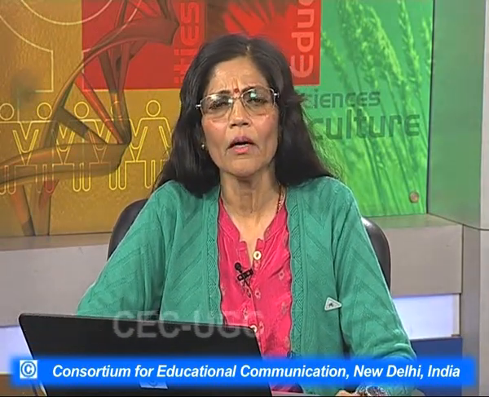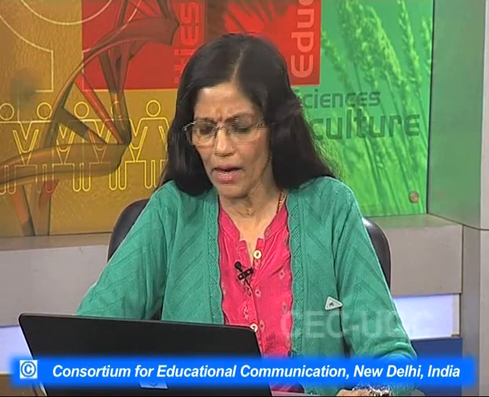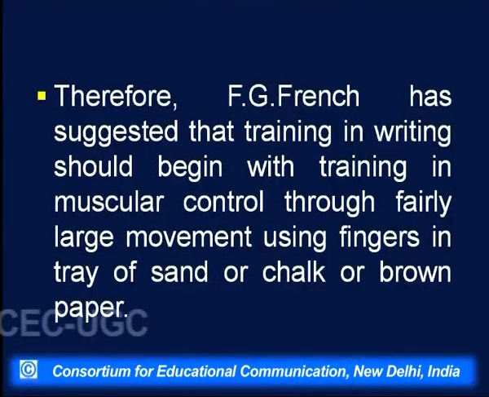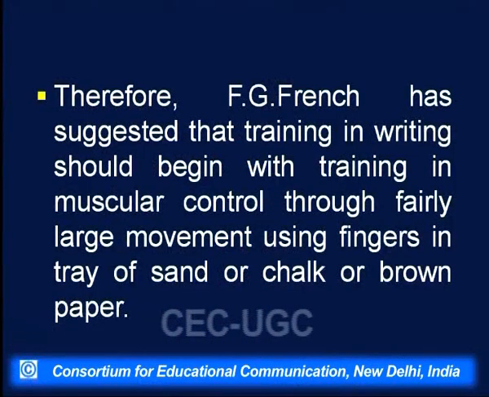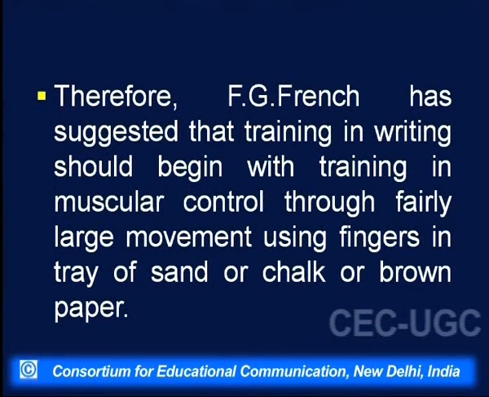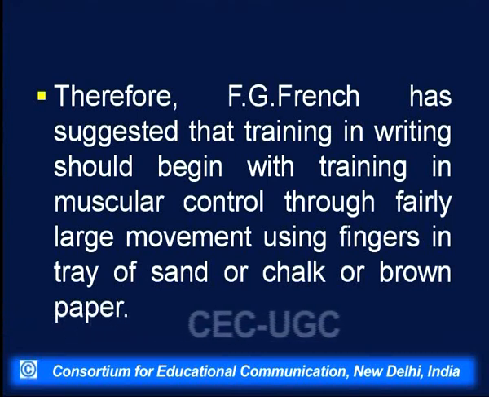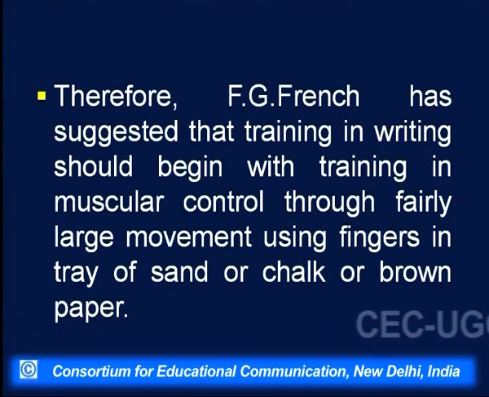Then further, making letters of the right shape. After that, I will take F.G. French's statement. He has suggested that training in writing should begin with training in muscular control through fairly large movement using fingers in a tray of sand or chalk or brown paper. What does Mr. F.G. French mean by this? It means he was of the viewpoint that in the beginning, the children must be given freedom.